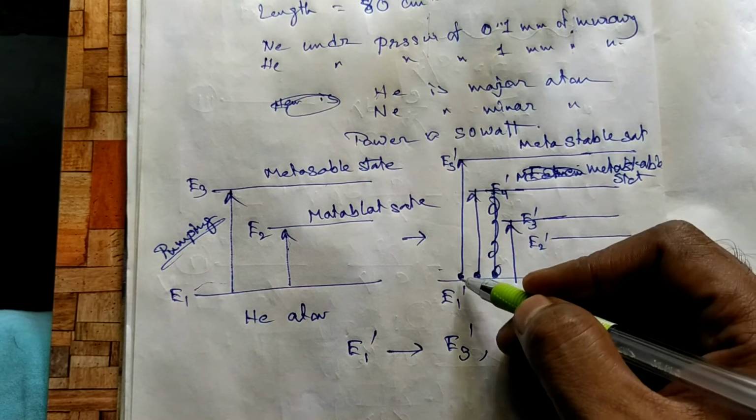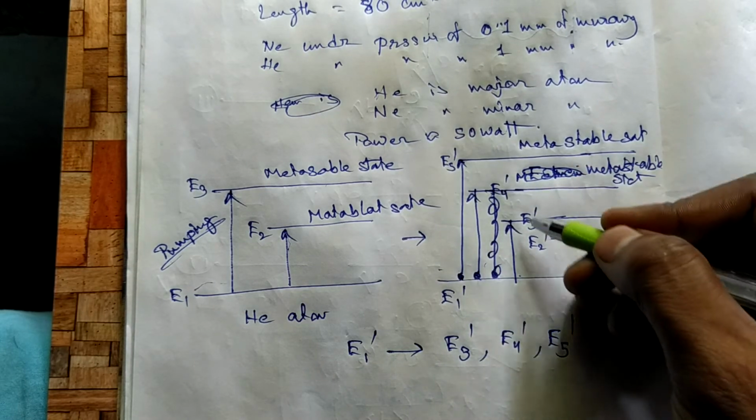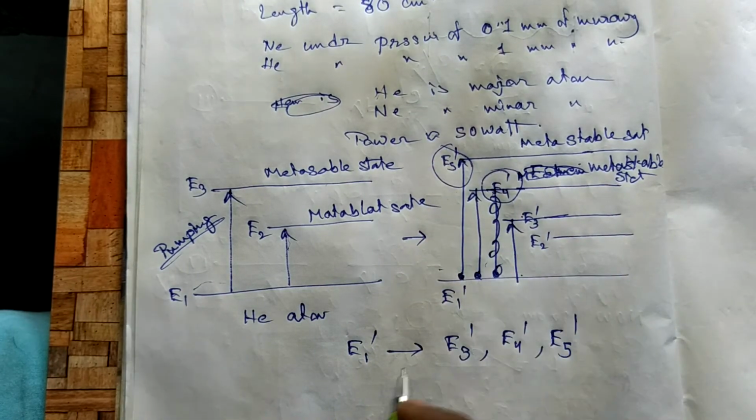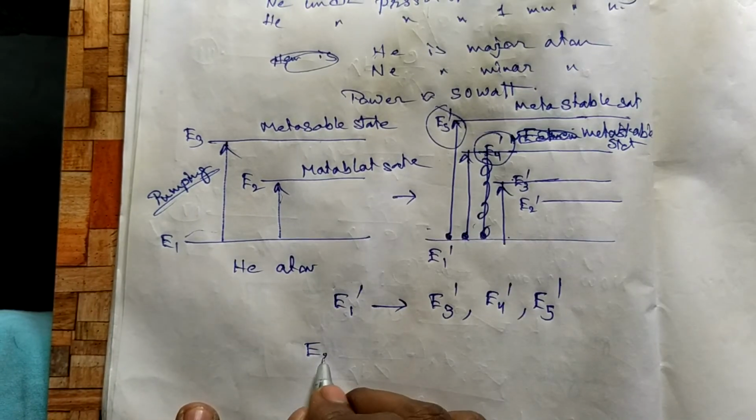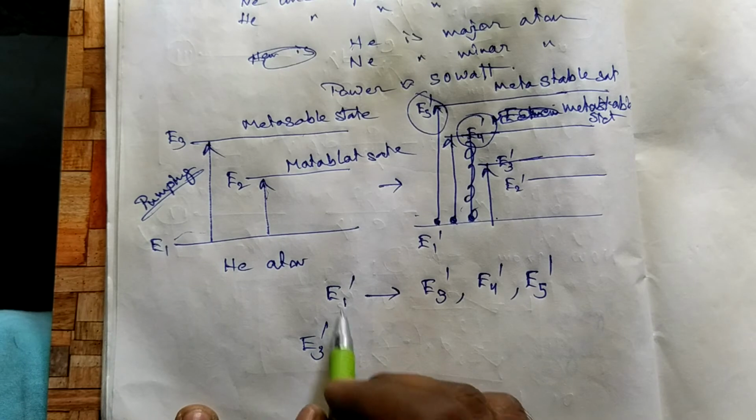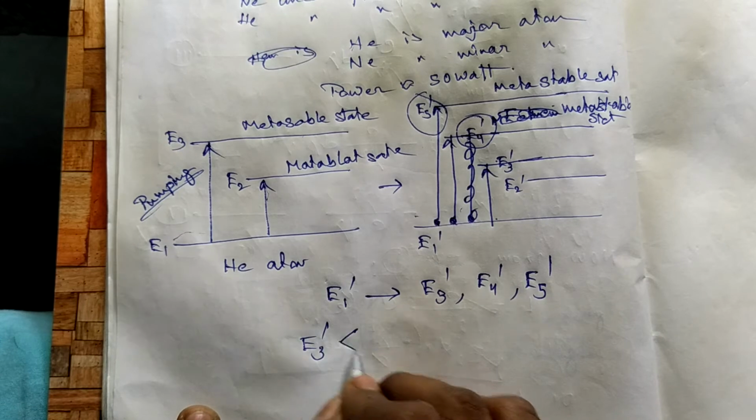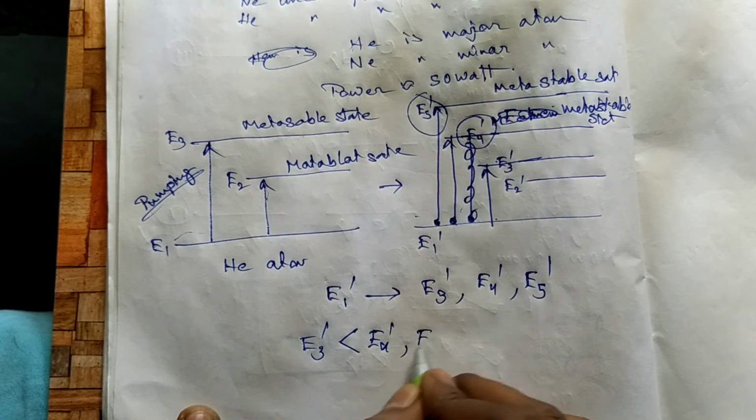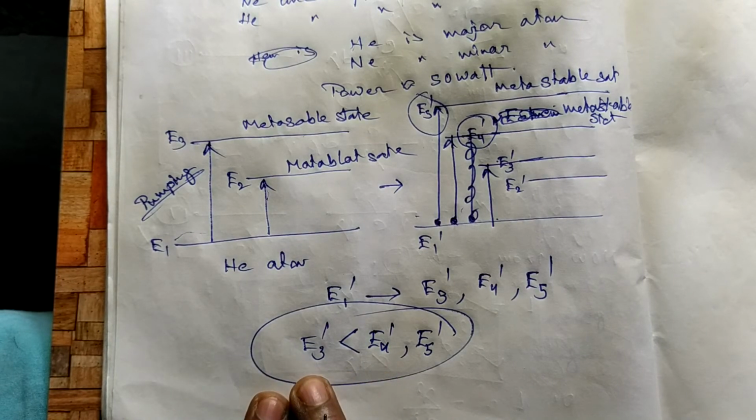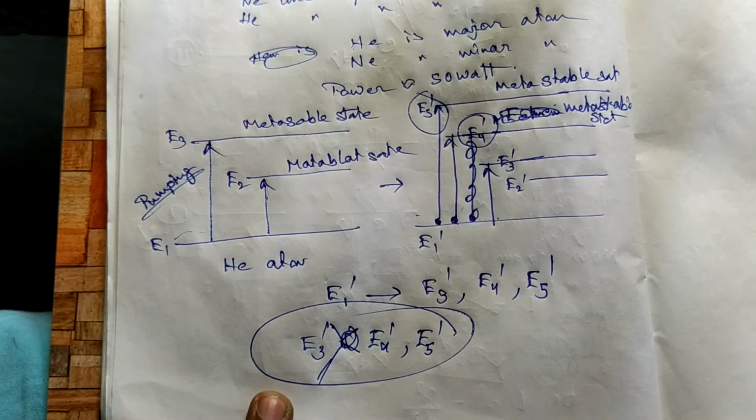When the transiting electron goes from E1 to E5, E1 to E4 or E1 to E3, the life in E4 and E5 is not longer than E3. That means the time the atom stays stable in the E3 state is much more than in E4 dash and E5 dash. The atom stabilized in E3 is much more.